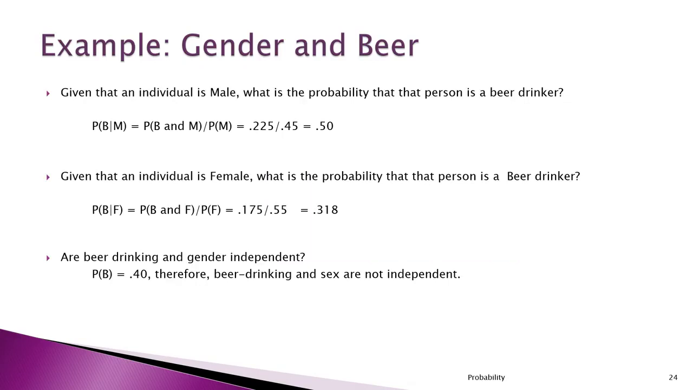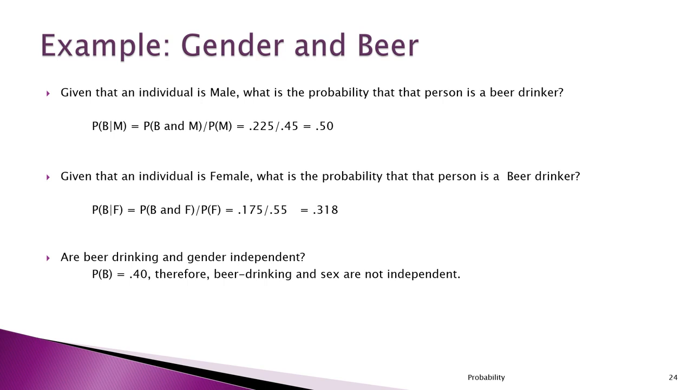Now, here are the conditional probabilities. So given that an individual is male, what's the probability that that person is a beer drinker? That's the probability of B given M. And that's the probability of B and M over the probability of M. That works out to 0.225 over 0.45, or 50%. Once I know you're a male, there's a 50% chance in this town that you drink beer.